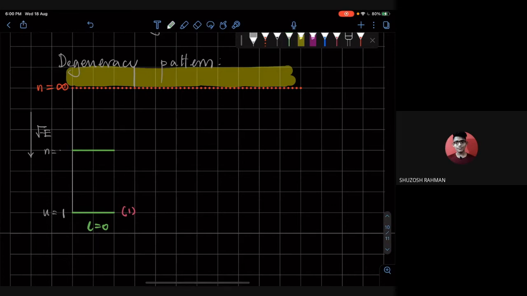This is n equals 2. Again, the first one is L equals 0, so here we have 1. But when n is 2, L can also be 1. So here we draw the L equals 1 state. How many states can we associate with this energy level? How many angular momentum degeneracy? Three. And then n becomes 3. The distance between the levels is decreasing because of 1 over n squared.